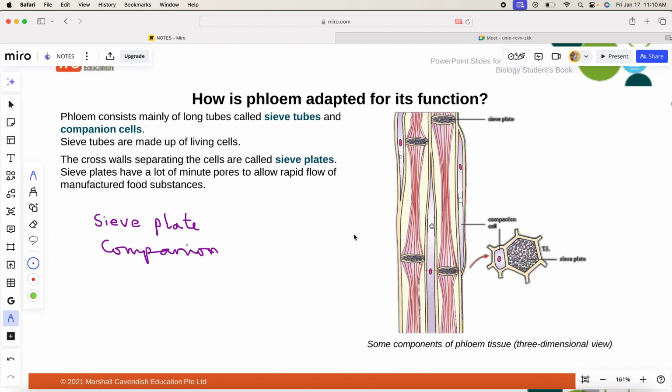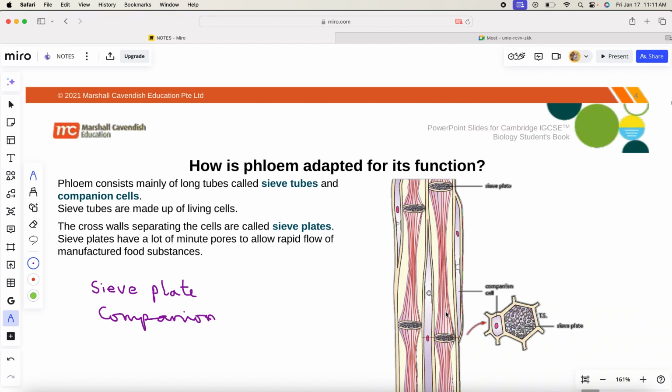Now, sieve tubes are made up of living cells. The cross walls separating the cells are called the sieve plate. These are the cross walls. Okay, as the manufactured food is coming, it gets here, and it has to cross over through this plate. The place where it crosses over is called the sieve plate, the cross wall.